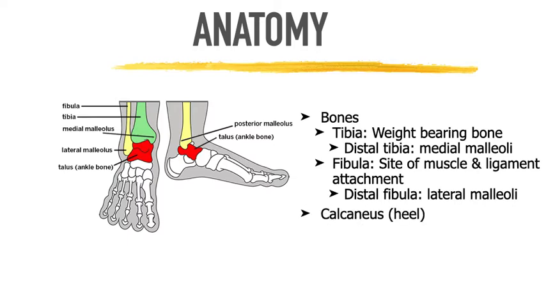The other bone is the calcaneus, or the heel. And our last bone is the talus, also the talar. That's another way we're going to talk about the talus bone. You can see in the red, it's a pretty big bone in our foot.